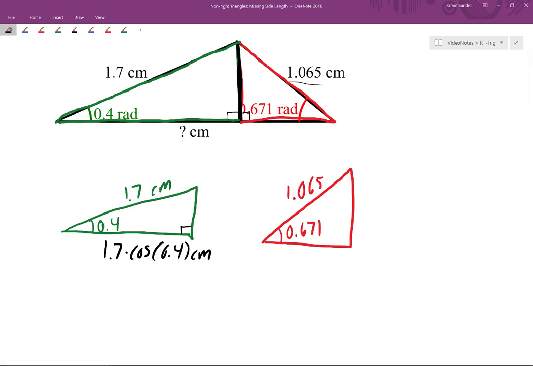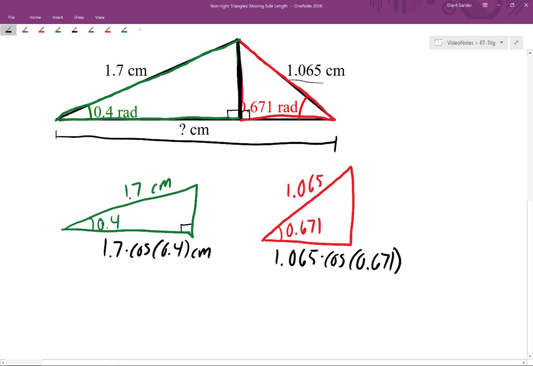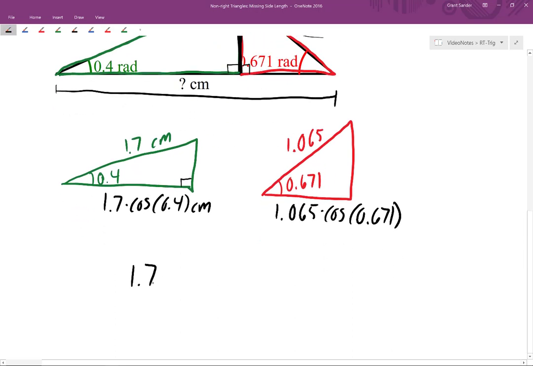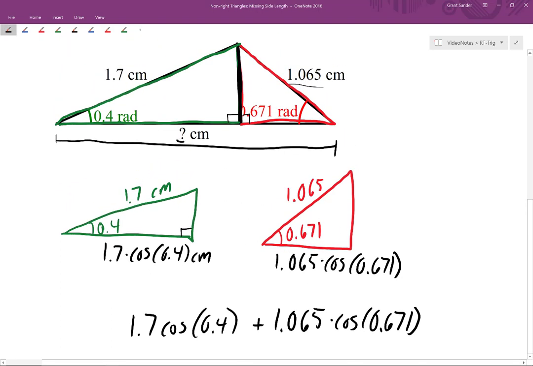It's not necessarily to scale, but we can use the tools of trigonometry to determine this horizontal side length, in which case it is 1.065 times cosine of 0.671 radians, and that'll tell us that horizontal side length. So if we add together these two horizontal side lengths, that should give us this total side length that we're looking for. And therefore, the horizontal side length for this original triangle is actually 1.7 times cosine of 0.4 plus 1.065 times cosine of 0.671. If we were to compute that value, that would give us this missing length that we're looking for.